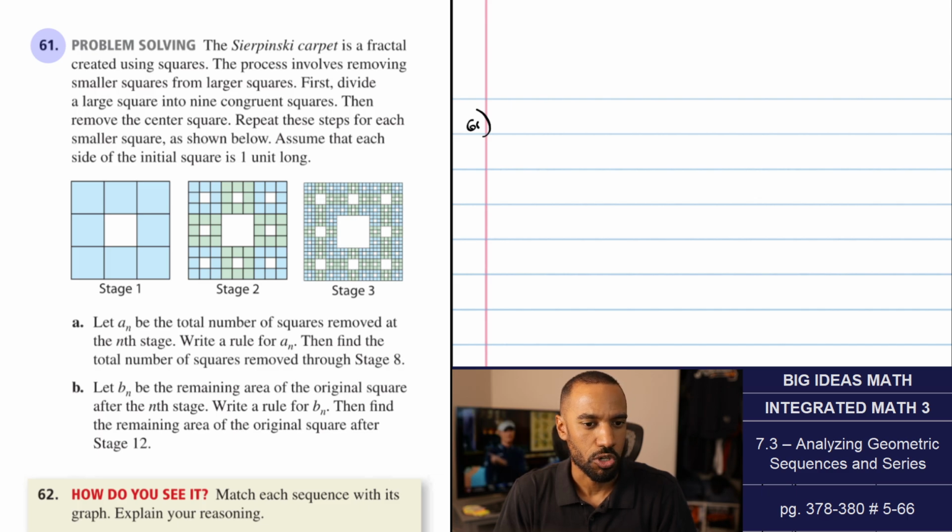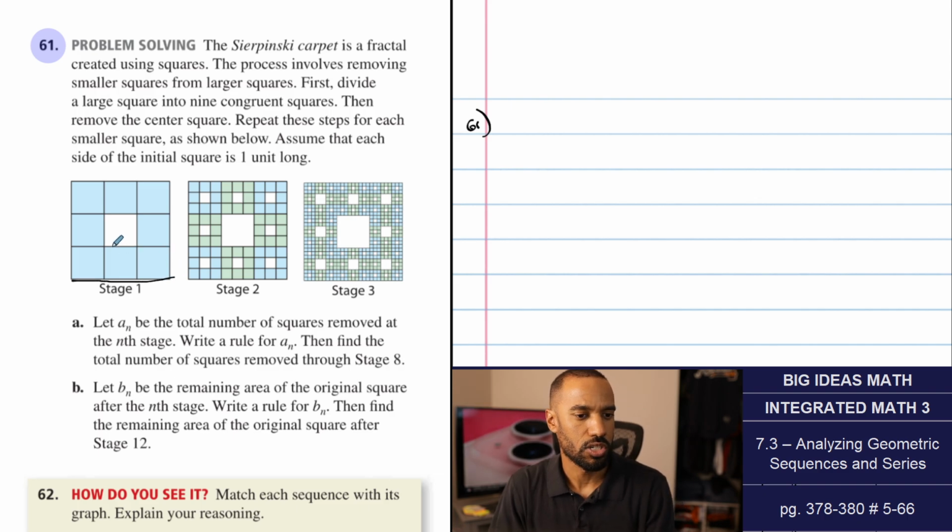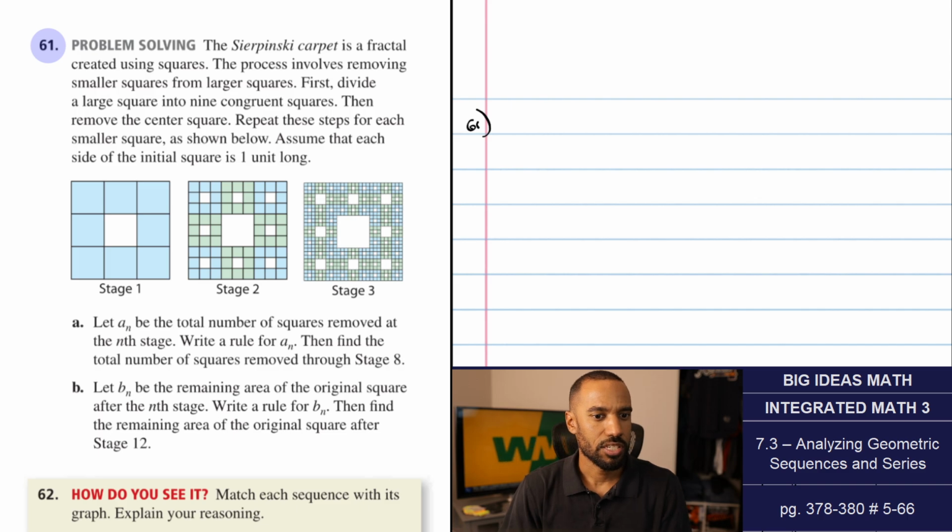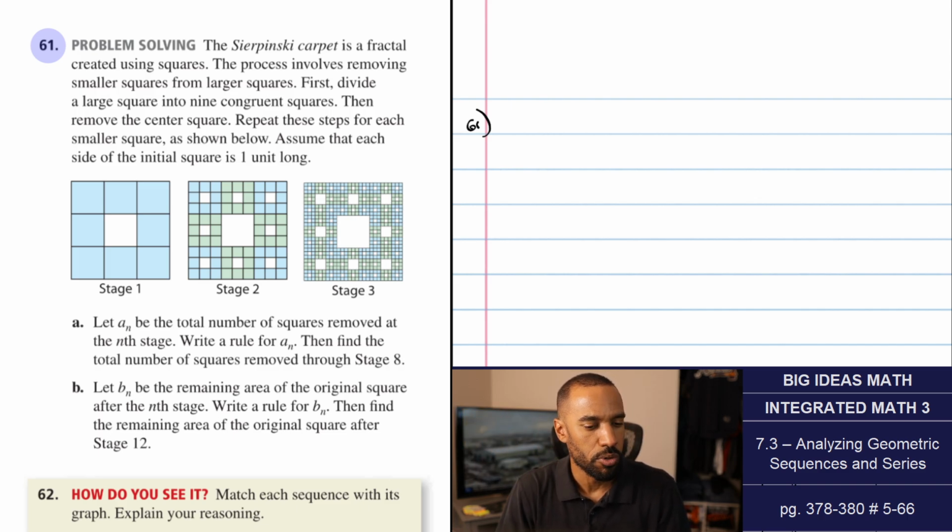Assume that each side of the initial square is 1 unit long. Wait, is this the initial square here? Or they're talking about this? I think they mean this initial square here. So this is 1 unit. That means these are a third of them. Let A sub n be the total number of squares removed at the nth stage.